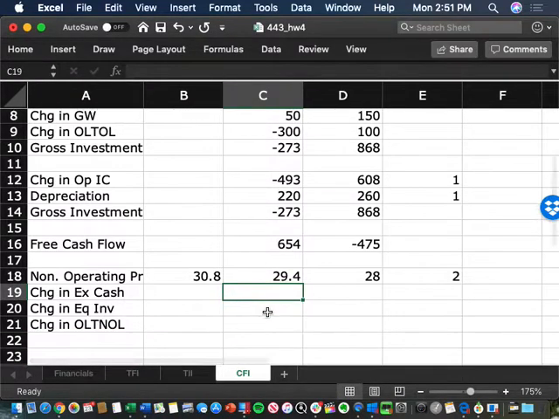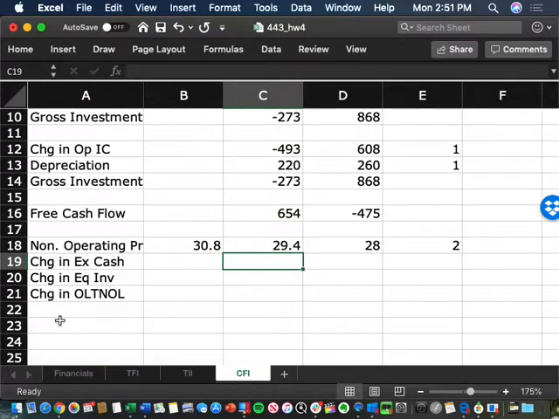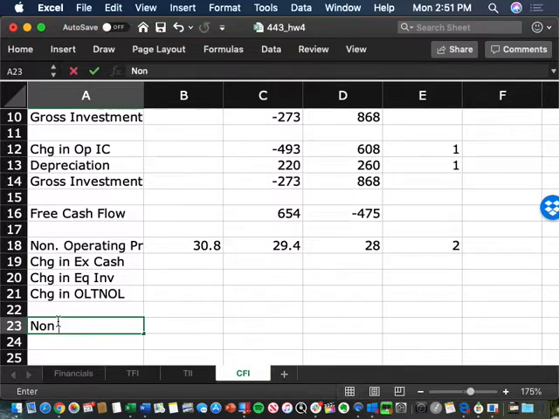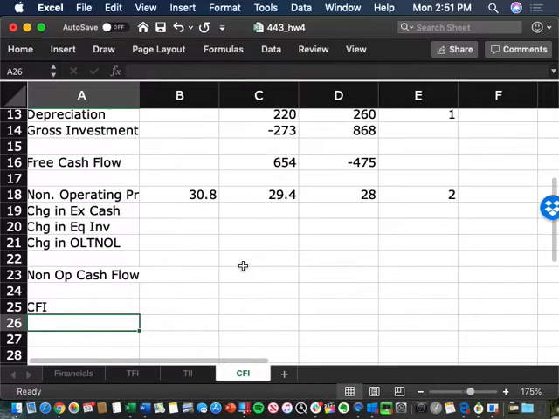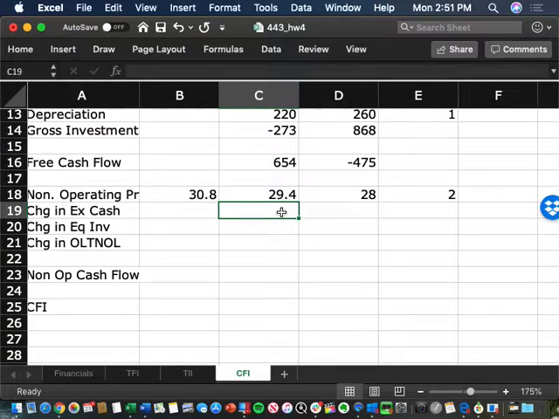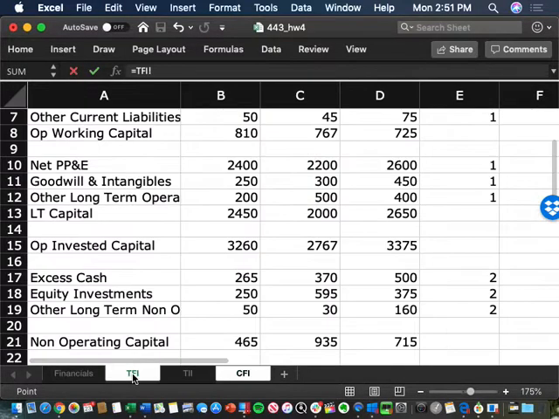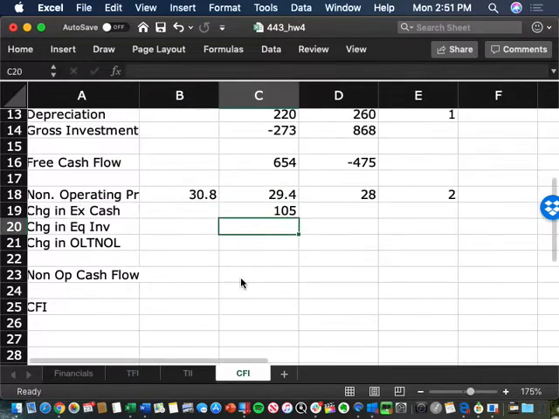Okay, and that is going to get me my non-operating cash flow, which is going to be netted together to get my CFI. So, change in excess cash. My excess cash went from 265 to 370. I increased my excess cash by 105.